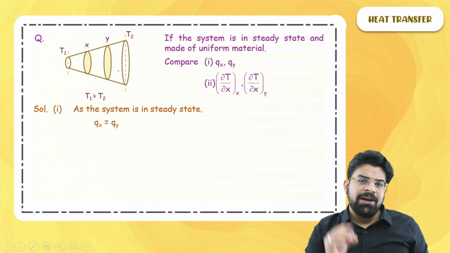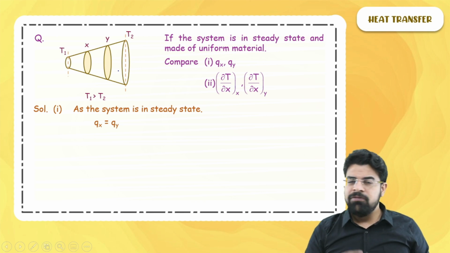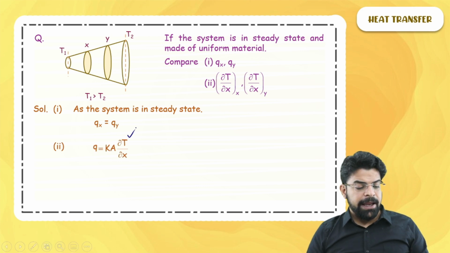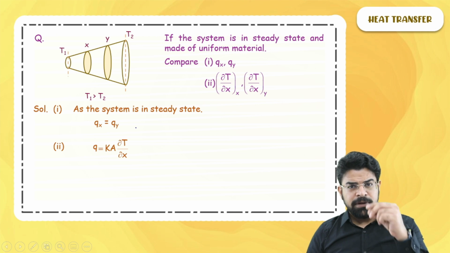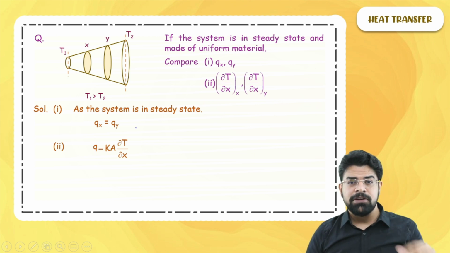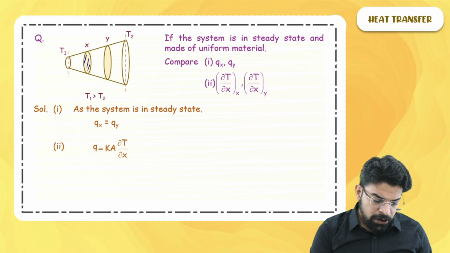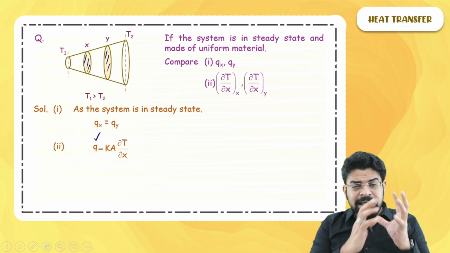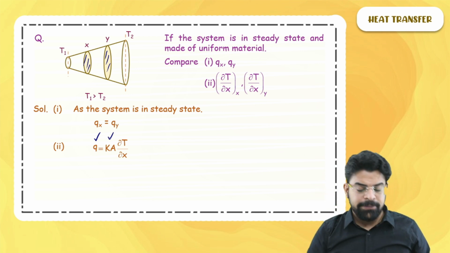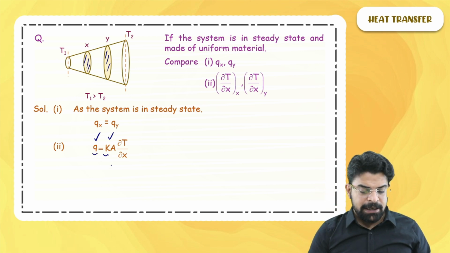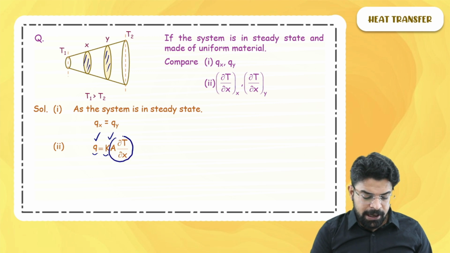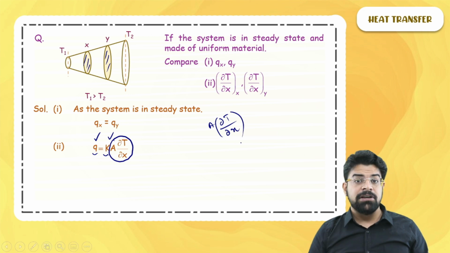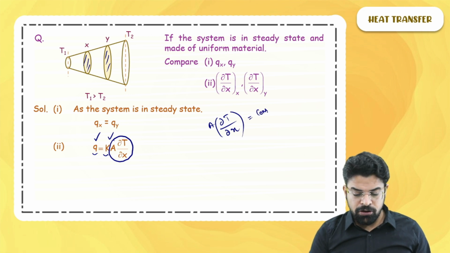The next question: where is the temperature gradient more? We have learned Fourier's law of heat transfer. It says that Q equals K A del T by del X, the rate of change of temperature with respect to length, which is also called temperature gradient. For both the cross sections X and Y, the rate of heat flow is the same. Since it is made up of uniform material, K is the same. So if Q and K are the same, you can say that A into del T by del X, the cross-sectional area times the temperature gradient, has to be equal to a constant.